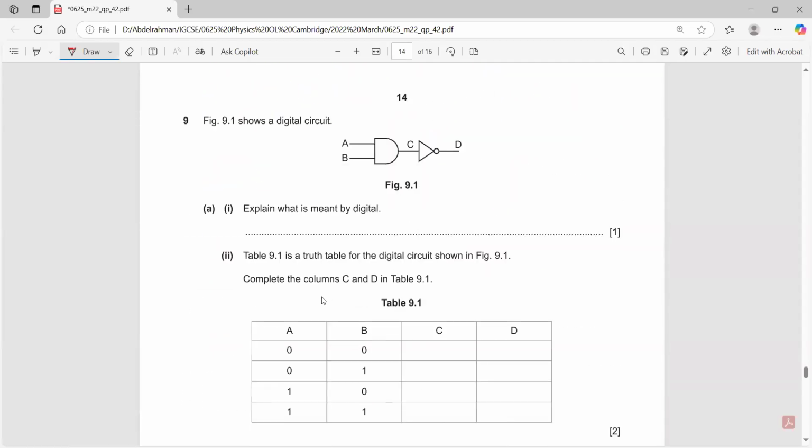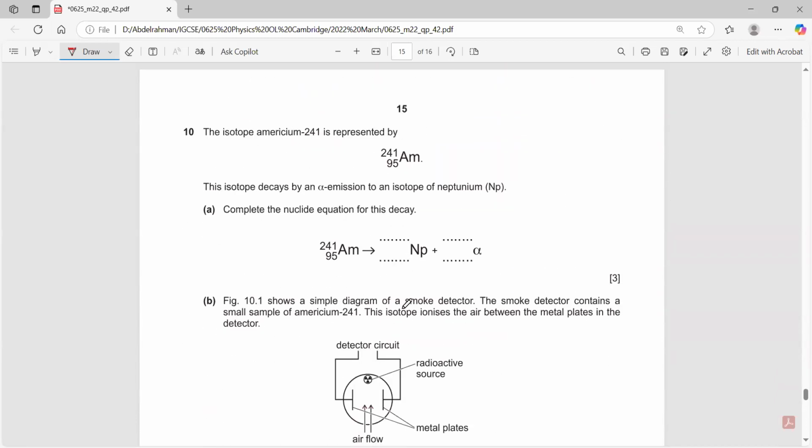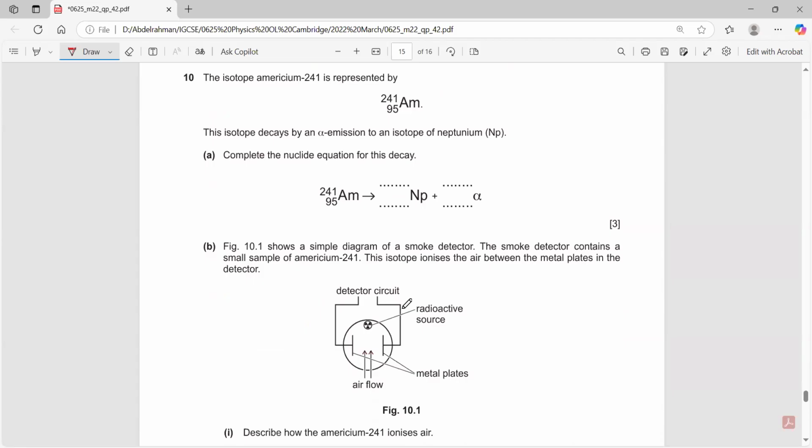Question 9 is cancelled, definitely. Yes, it has been removed. Question 10. The isotope americium 241 is represented by, it produces neptunium and an alpha particle. So alpha particle would be 4 and 2. Can I find the neptunium? Yes. 95. So this would be 93 because 2 plus 93 is 95. And this one would be 237 because 4 plus 237 is 241.